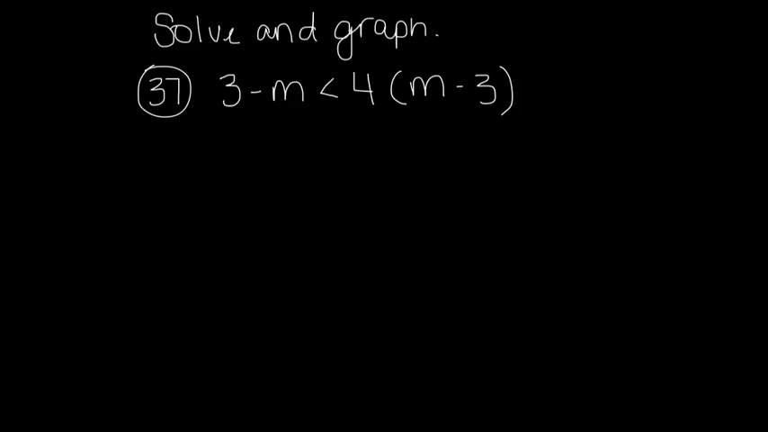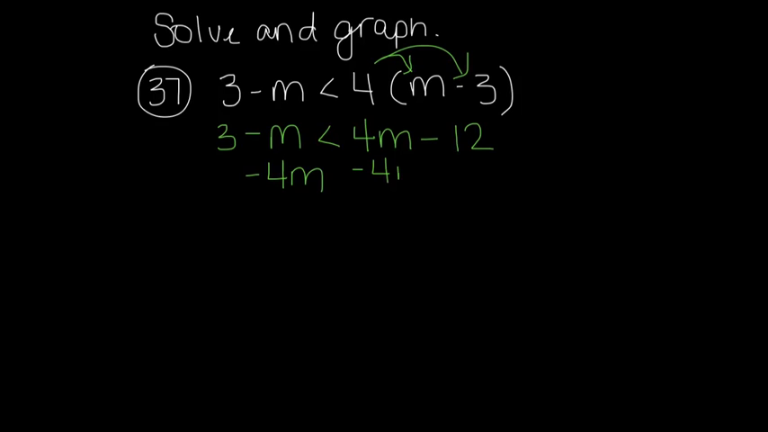I'll start this one by distributing the 4, so I want to take that 4 to each term inside the parentheses. That leaves me with 3 minus m is less than 4 times m is just 4m, minus 4 times 3 is 12. I can subtract the 4m from both sides. So I have 3 minus m minus 4m altogether gives me minus 5m. I'm only subtracting, so I don't have to do anything with the sign direction, so that will stay less than. My 4m's cancel, and I'm left with -12.